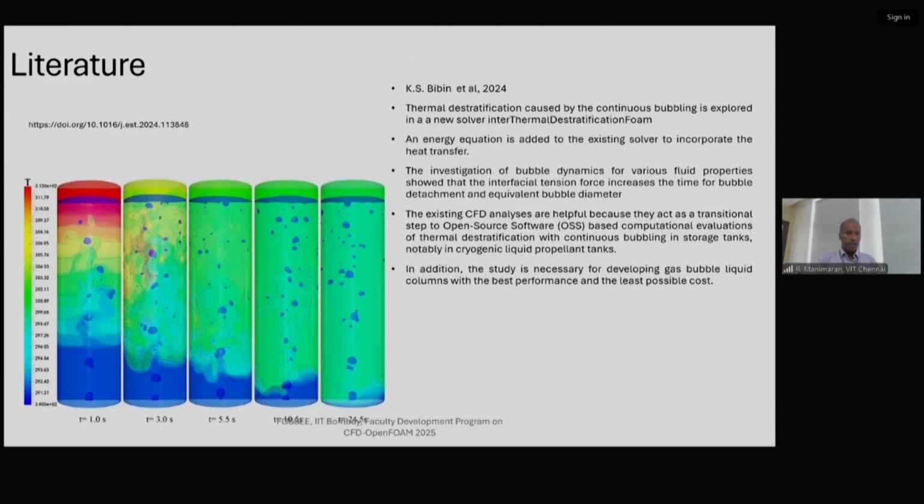I think this is the final slide in the literature, and this is typically energy storage by fluids. It's a thermal destratification problem caused by continuous bubbling. They developed a new solver called interThermalDestratificationFoam, with an energy equation added to the existing solver, to solve the heat transfer problem. In the investigation of bubble dynamics for various fluid properties, they showed that the interfacial tension force increases the time for bubble detachment and the bubble diameter also.